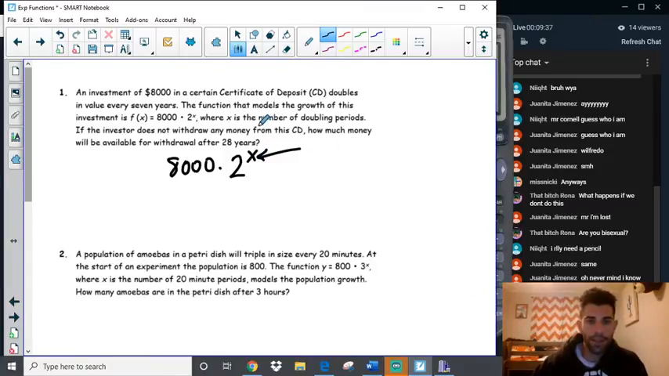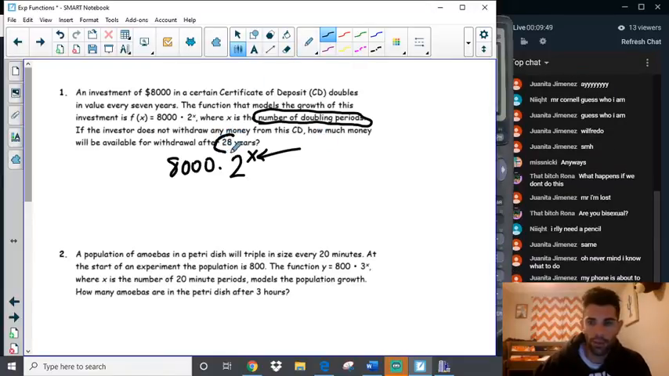So all they're asking us to do here is to take the formula which they gave you, which was 8,000 times 2 to the x, and plug in the value for x. Now they said x is the number of doubling periods. And then they want to know how much money will be after 28 years.